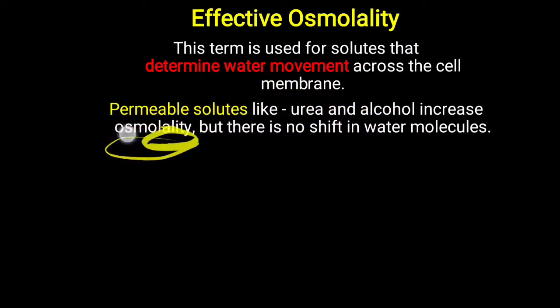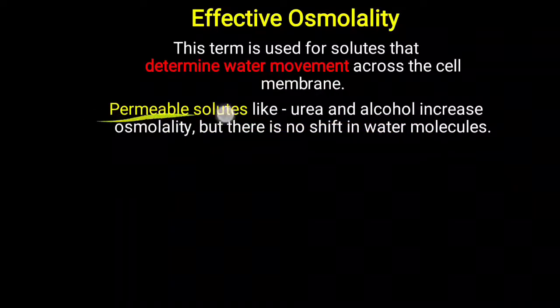When osmolarity is increased, we have to come down again to the normal range of about 285 to 295, but there is no movement of water molecules observed because they are permeable solutes. So there is no problem in relation to permeable solutes like urea and alcohol.